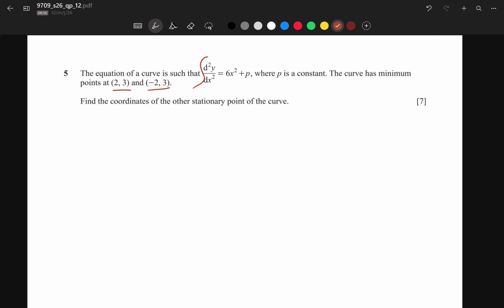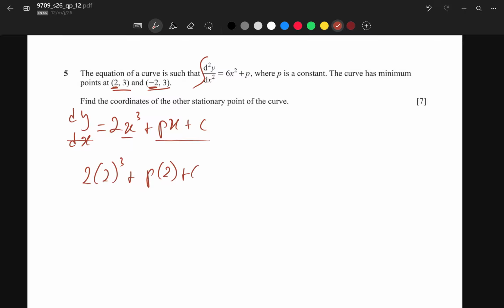Now if you integrate this part, you will get the first derivative. So dy divided by dx is equal to 2x cubed plus px plus the constant of integration. Now you have to put 2 and negative 2 in this x. So 2 into 2 cubed plus p into 2 plus c is equal to 0. Why is it 0? Because stationary points can only be found if you put the derivative equal to 0.